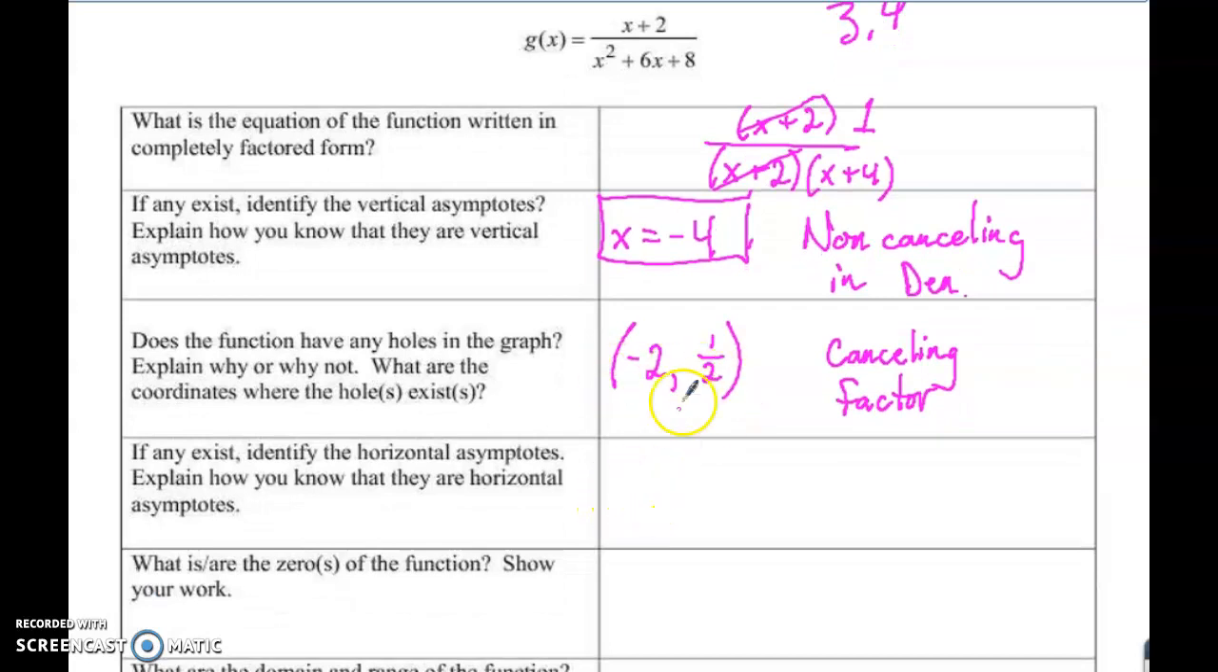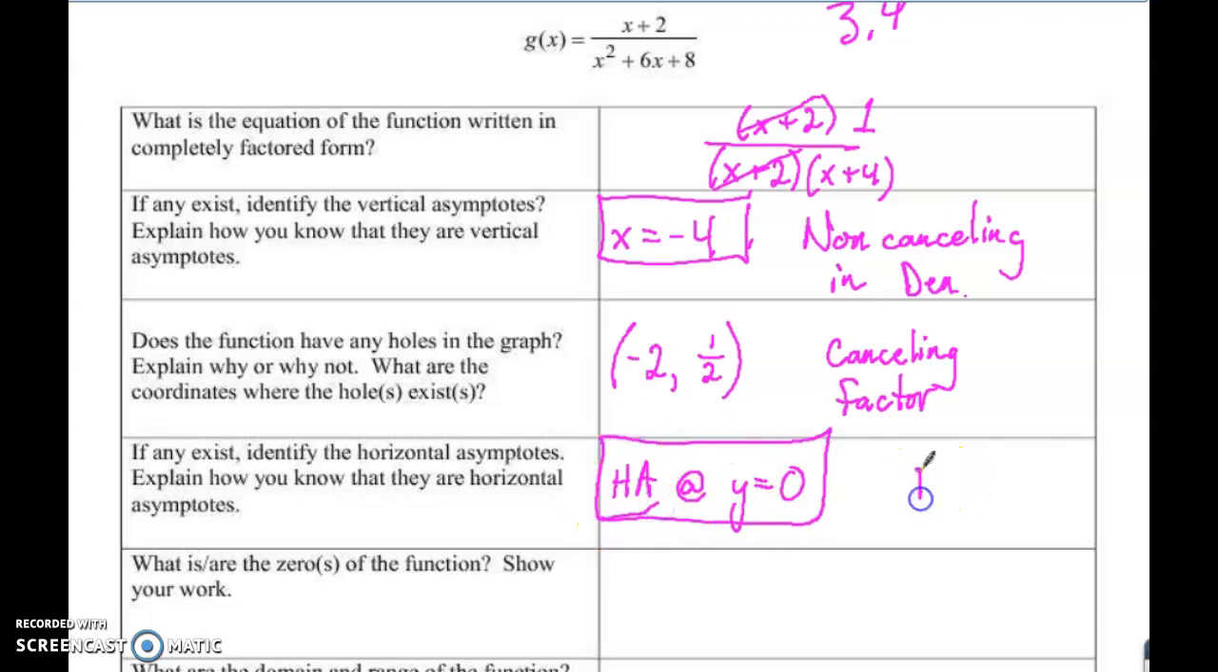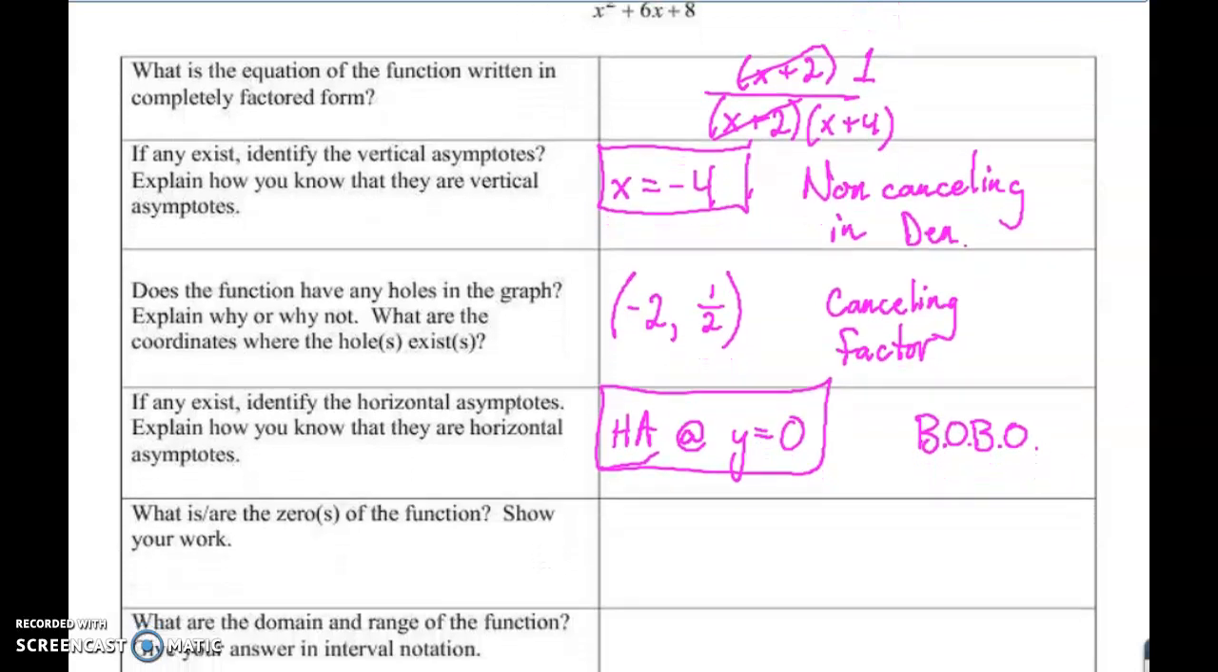What about the horizontal asymptote? Well, it's bigger on bottom. Bigger on bottom, that's your BOBO rule, y equals 0. Right now, for pre-calculus, I'm fine if you write out BOBO for your reason. This is not going to work for calculus, but for right now, it's fine.